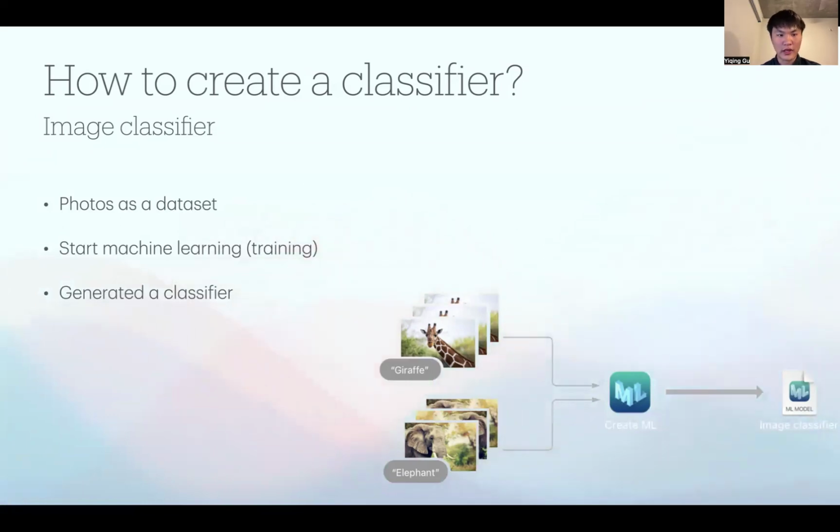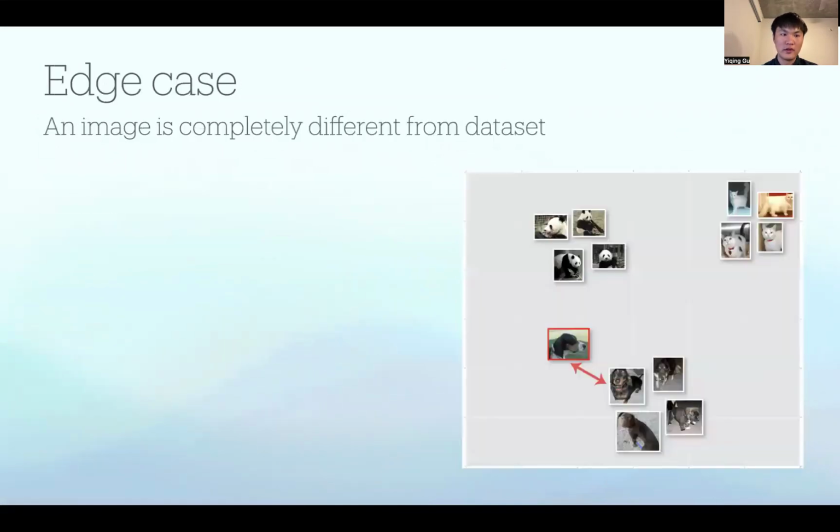So in this slide, how to create a classifier. In the following graph, giraffe and elephant pictures are used here. We use photos as dataset, and then we start machine learning for training purpose. After training, a classifier will be generated. It can predict whether a future input image is a giraffe or an elephant.